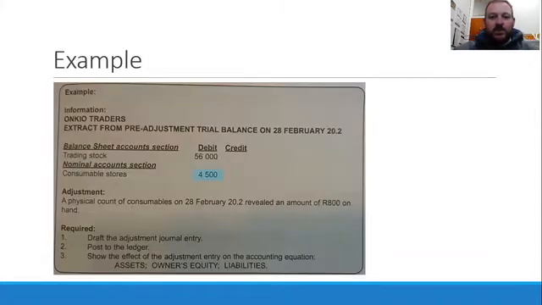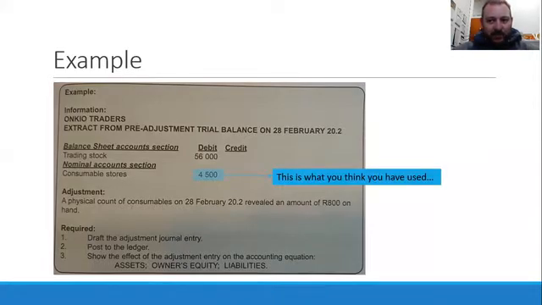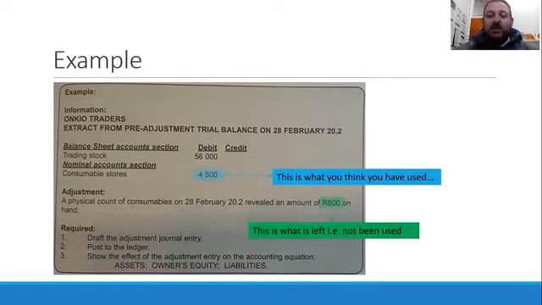You'll see consumable stores is given to us here in this pre-adjustment trial balance amounting to 4,500 Rand. So that figure is what you think you've used up in that expense for that particular financial period. If you then read the actual information here, the adjustment, where there's an actual physical count of consumables taken place at the end of the financial year, you will see there's actually 800 Rand left. So there's 800 Rand worth of consumable stores left in stock. That is the amount, 800 Rand, that's not been used in that particular financial period.